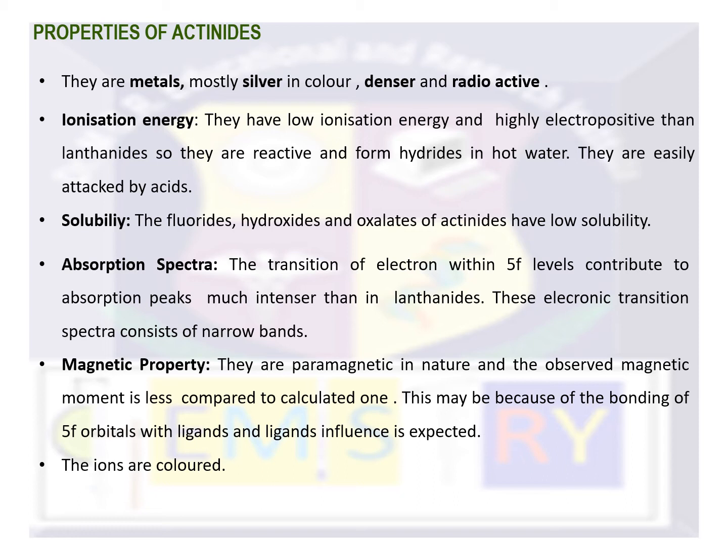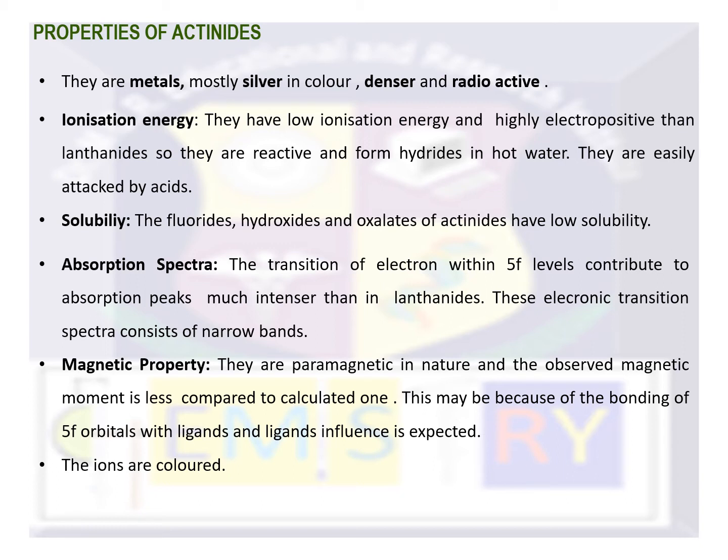And these electronic transition spectra consist of narrow bands. So it is somewhat like a complex. When we analyze the absorption spectra of these actinides, it is a little complex. This can be attributed to the transition of electrons within the 5f levels, but still, because of the narrow bands, it looks a little complicated.